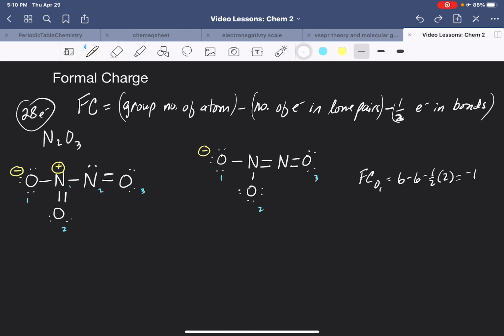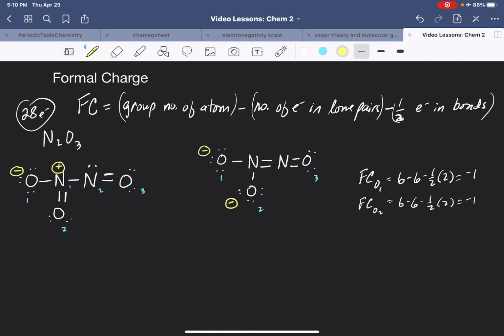Okay. So now let's go to the formal charge on oxygen 2. That is group number 6 still. Number of electrons in lone pairs. Now you can look at this and see, wait a minute, it's bonded the same way as number 1. So technically the math should work itself out exactly the same. So I can come over here and put a negative symbol here.